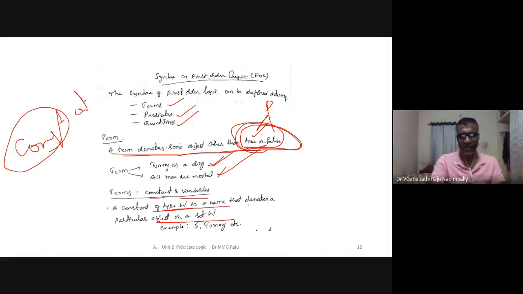Now, a constant of type W is a name. Here you can give any name, pi or whatever it may be, that denotes an object of set W. It can be 5 or it can be a string constant. You may have integer constants, you may have string constants. Everyone knows about this, so I'm not discussing it much more. If you know any programming language, you know about constant. Now shall I move to variable?